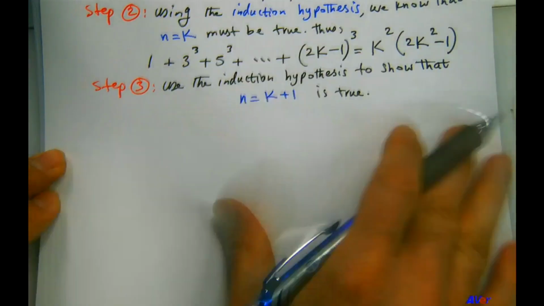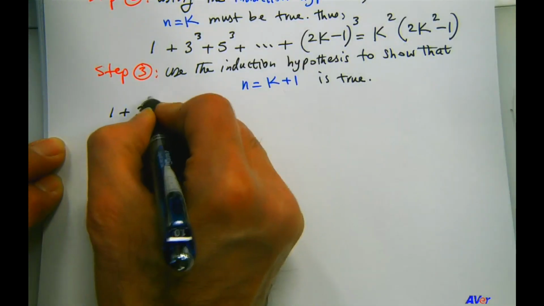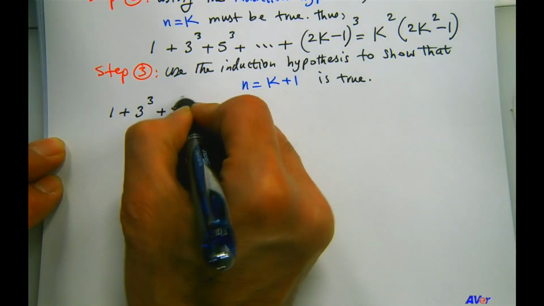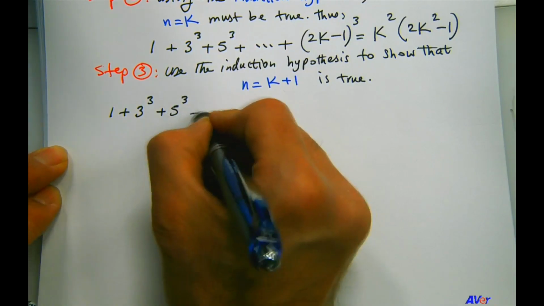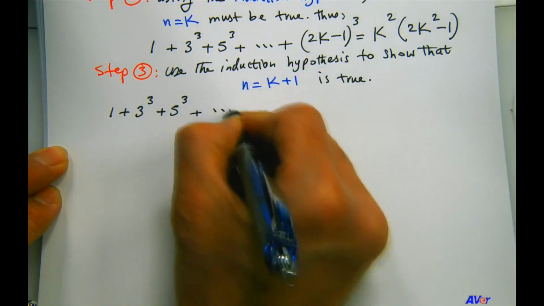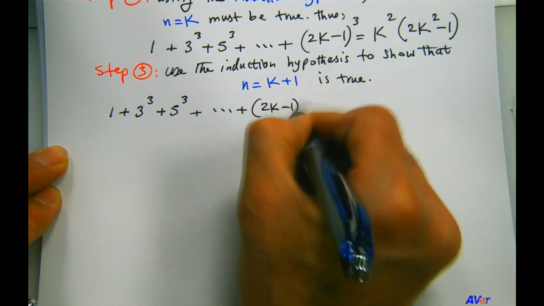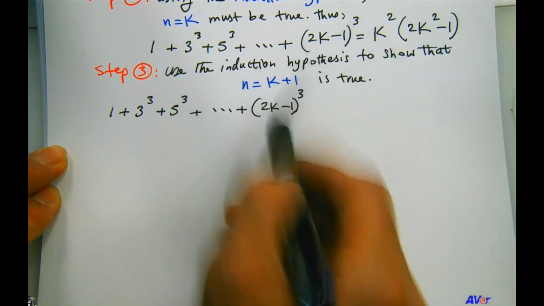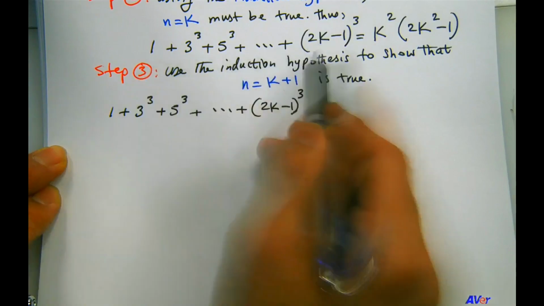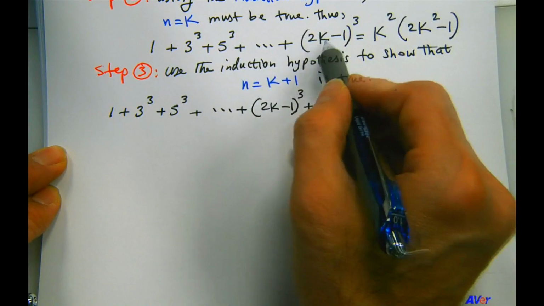So we have 1 plus 3 cubed plus 5 cubed, right, plus ... plus 2k minus 1 cubed, right? That's the mathematical induction hypothesis. Now we have to add the k plus 1 to this side.